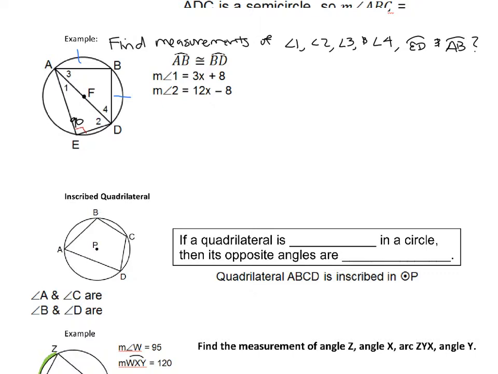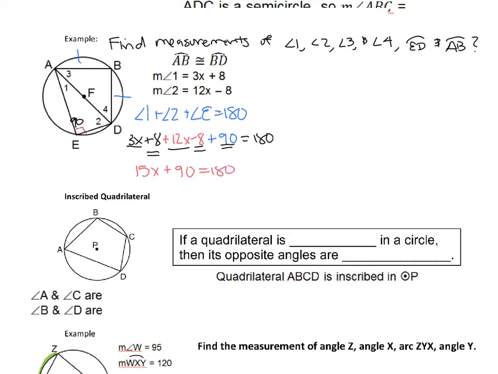So the first thing that we need to figure out is what is the value of x, so that we can figure out what the measurement of angle 1 and angle 2 is, so that we can find the others. Because, again, that's a triangle, we know that the three angles inside of a triangle add up to 180. So angle 1 plus angle 2 plus angle E is equal to 180. So I've substituted those values in, and now we can combine like terms and solve. So when we combine 3x plus 12x, that gives us 15x. 8 take away 8 is 0, plus 90, though, is still 90, equals 180.